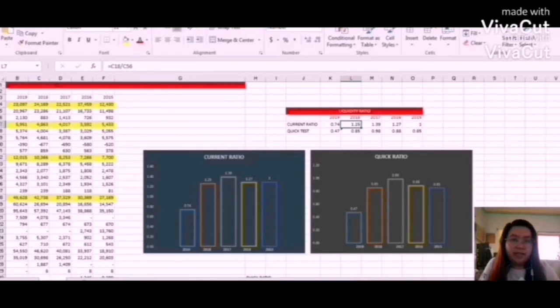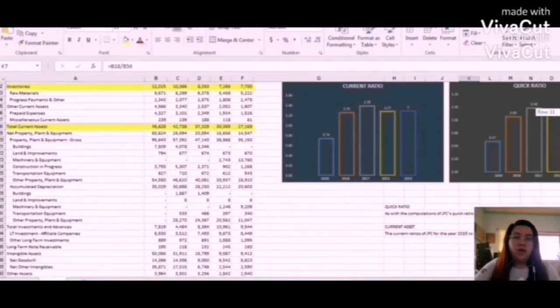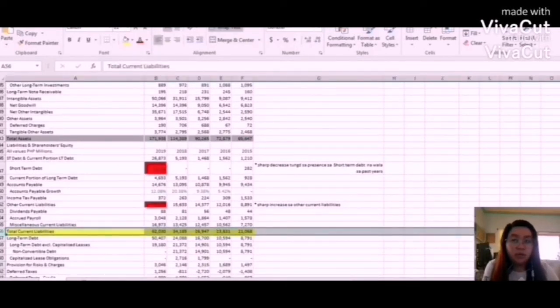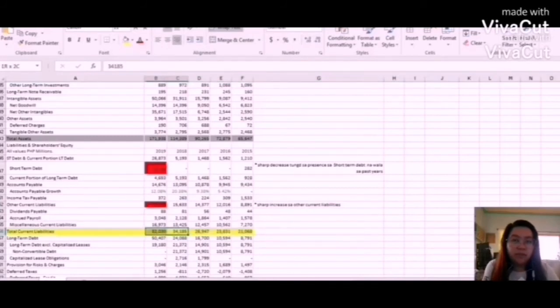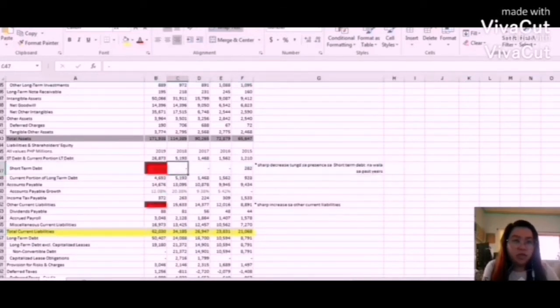For year 2019, there is a big decrease on the graph. To know what happened on that year, let's take a look at the balance sheet for that year. We can see on JFC's total current liabilities that from year 2018 to 2019, there is an increase on its other current liabilities, and it is because of the presence of the short-term debt, which is not seen on years 2016 to 2018.